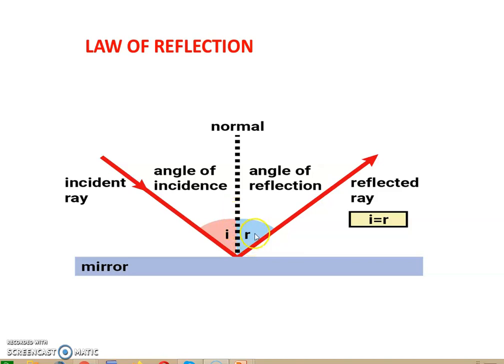Now this angle of incidence and angle of reflection are with respect to a normal line. Now what is a normal line? It is a line drawn perpendicular to the surface of the mirror. So whatever is the surface of the mirror, first you have to draw a line perpendicular to this mirror. That will be a normal line. And the angle of incidence is the angle between the incident ray and the normal. So this is I, the angle of incidence. This is R, the angle of reflection. So both are found with respect to a normal line, that is a perpendicular line. So angle I is equal to angle R.